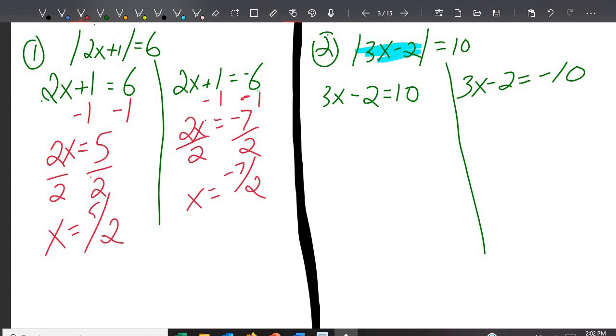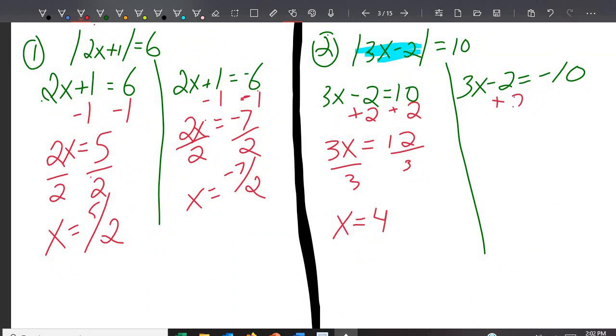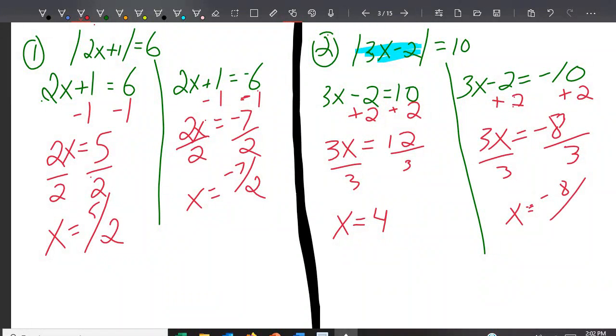Alright, so this one we're going to add 2 to both sides. We're going to get 3x equals 12. Divide by 3. So x will be 4. This one when I add 2 to both sides, I'll get 3x to be negative 8. I'm going to divide by 3. So x turns out to be negative 8/3.